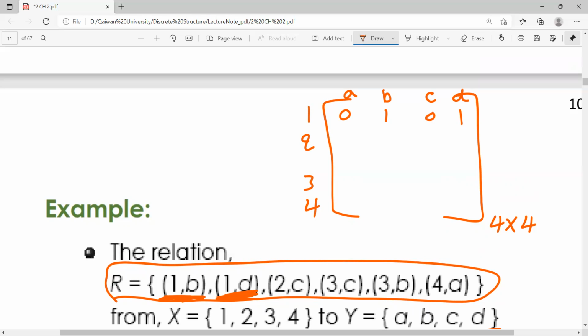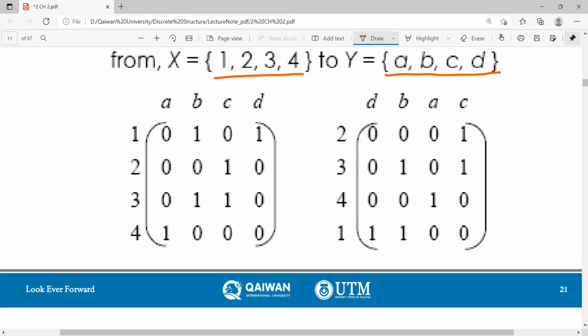Okay? If we have, for example, 2 and C in the relation, write down 1. But we have no 2 and B and 2 and A in the relation, write down 0 for these two. And you also have no 2 and D. And then for 3 and 4, write down for all. Here we get this matrix.